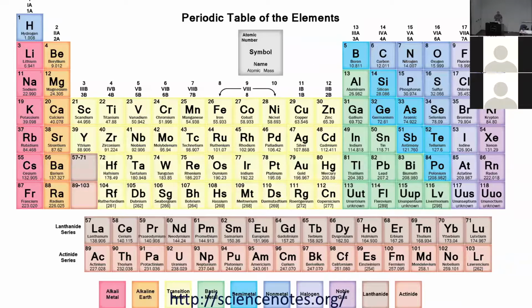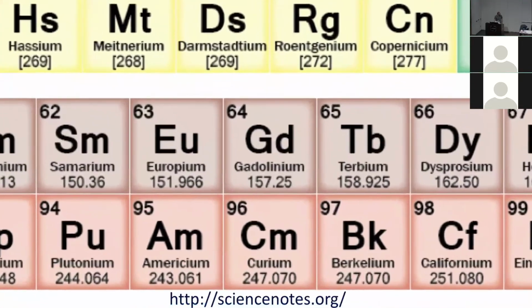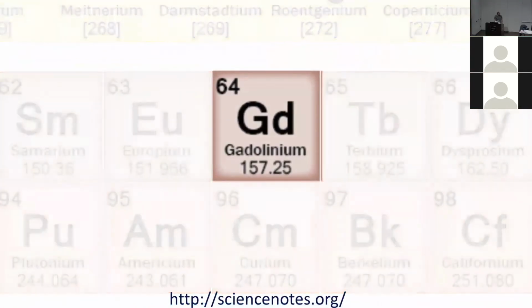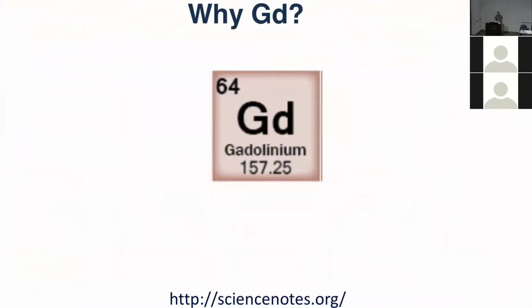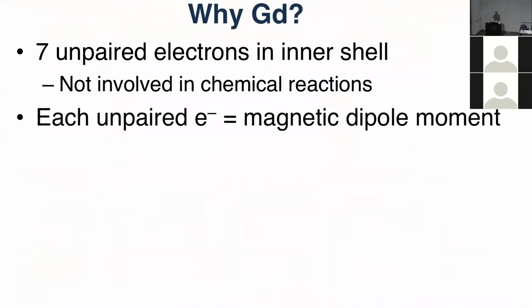Now, why gadolinium? Well, here's a periodic table, and let us focus now on gadolinium. Why is it that we use gadolinium for MRI? And the reason is that gadolinium has 7 unpaired electrons in its inner shell. And why do we care about that? Because each unpaired electron has a magnetic dipole moment.